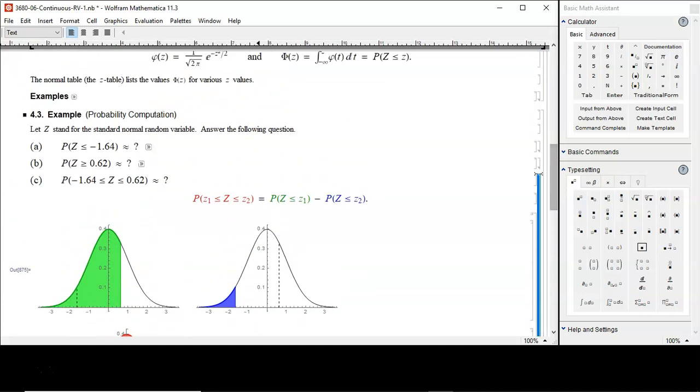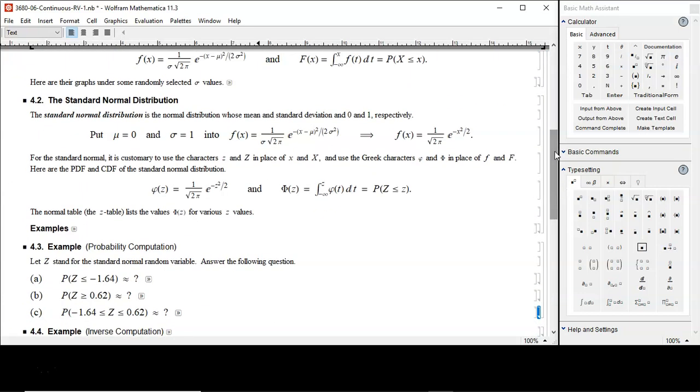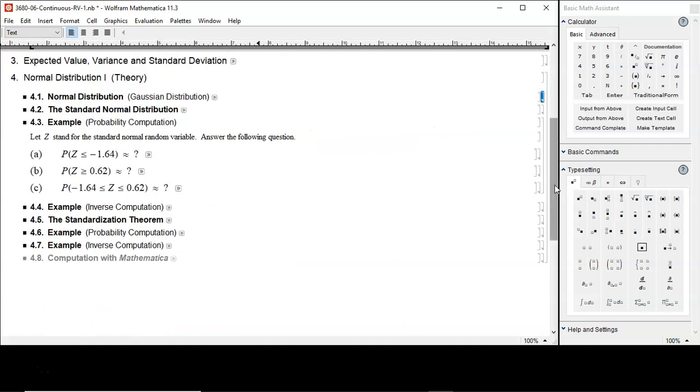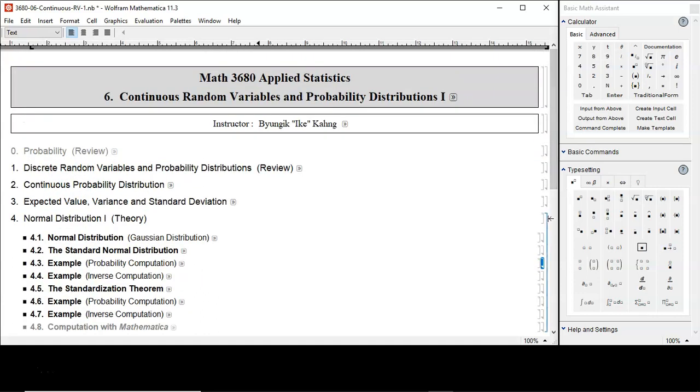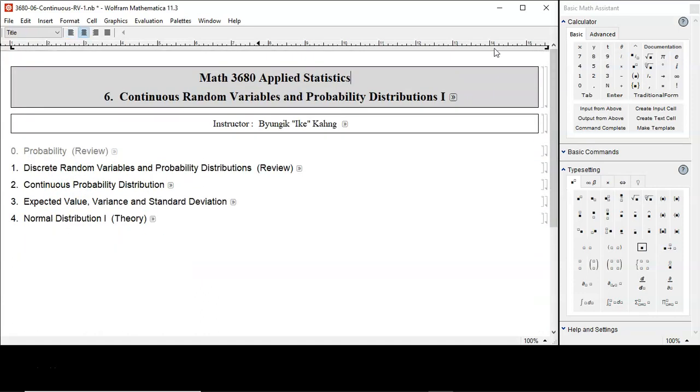You can do various things geometrically if you draw the picture, and I really strongly suggest you draw the picture with your hand. It doesn't have to be pretty, but it has to be attempted. Okay, so much for the first half of normal distribution. We're going to come back and discuss the rest in a separate video.